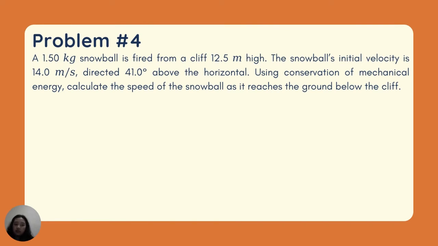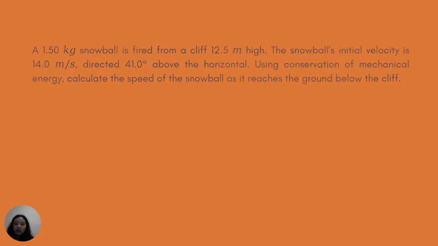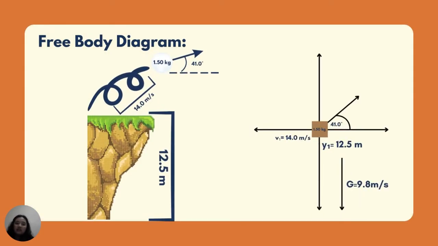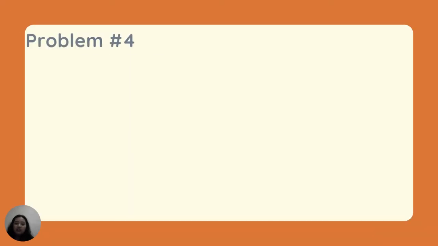A 1.50 kg snowball is fired from a cliff 12.5 meters high. The snowball's initial velocity is 14 meters per second, directed 41 degrees above the horizontal. Using conservation of mechanical energy, calculate the speed of the snowball as it reaches the ground below the cliff. Firstly, let us have the free body diagram or the FBD of this problem to visualize. Now that we have this, let us proceed.